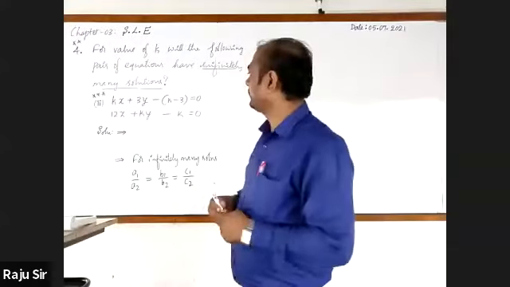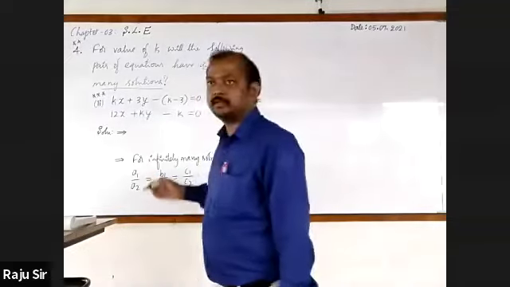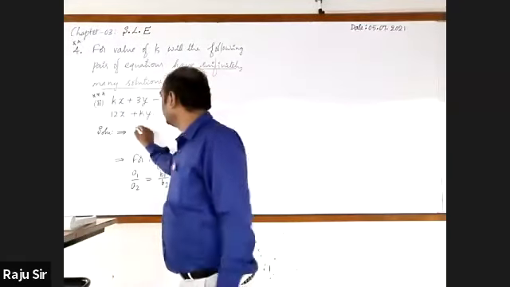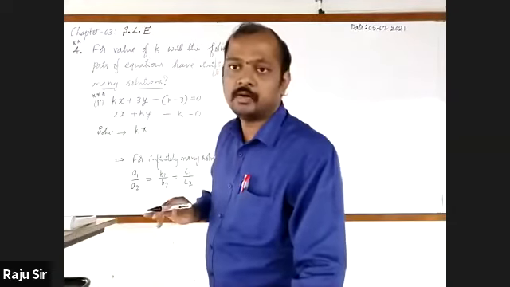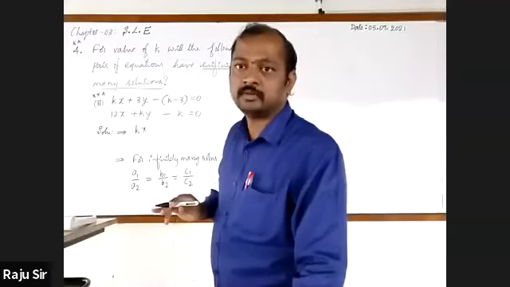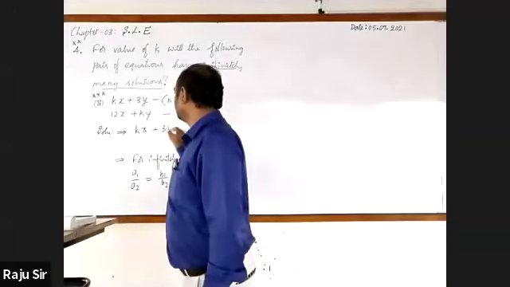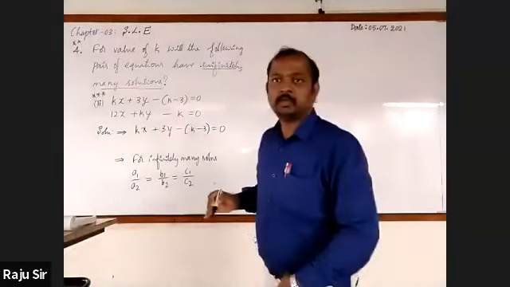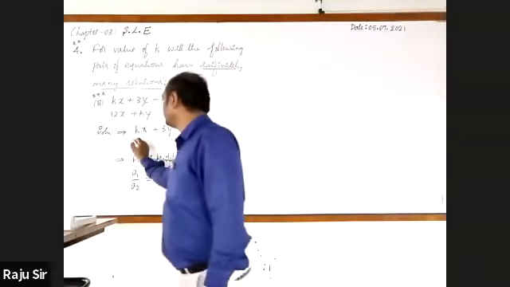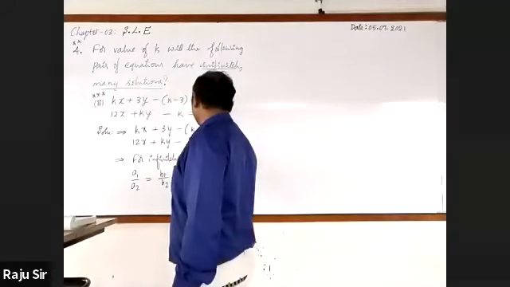The given equations are already in standard form. Anyway, let me write it once. The first equation, please write with me. It is kx plus 3y minus (k minus 3), which is equal to 0. Second equation, that is also in standard form: 12x plus ky minus k is equal to 0.